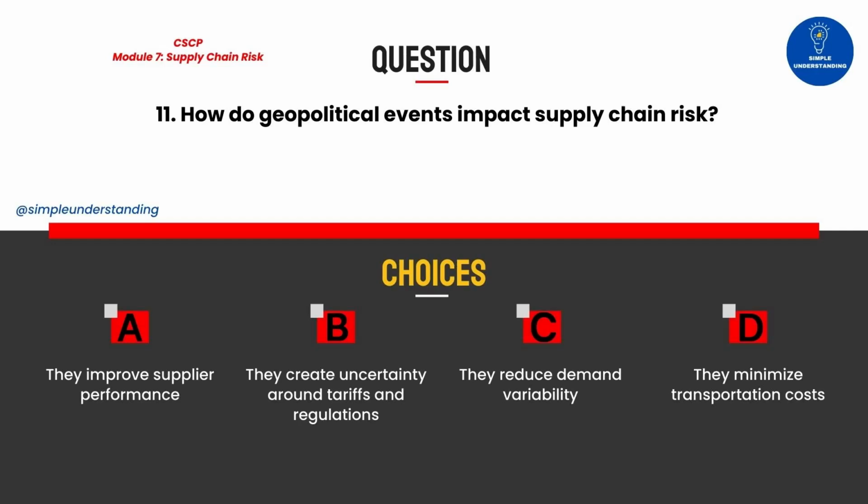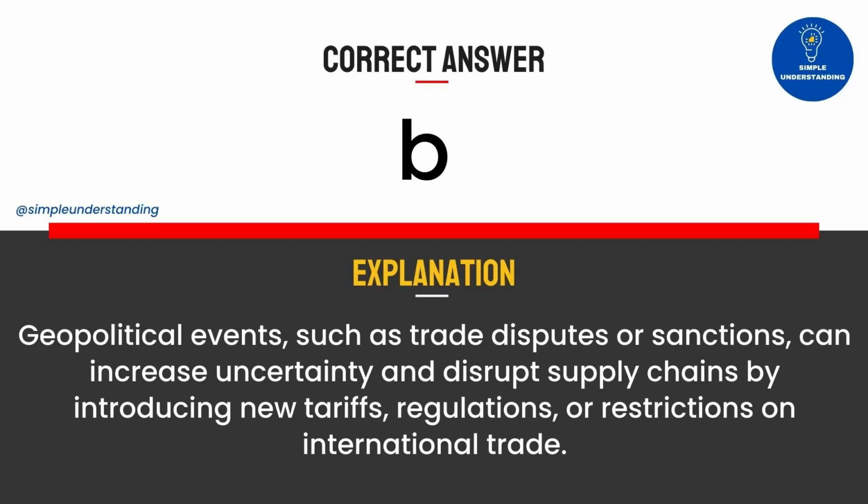11. How do geopolitical events impact supply chain risk? A. They improve supplier performance. B. They create uncertainty around tariffs and regulations. C. They reduce demand variability. D. They minimize transportation costs. Correct answer B. Explanation. Geopolitical events, such as trade disputes or sanctions, can increase uncertainty and disrupt supply chains by introducing new tariffs, regulations, or restrictions on international trade.